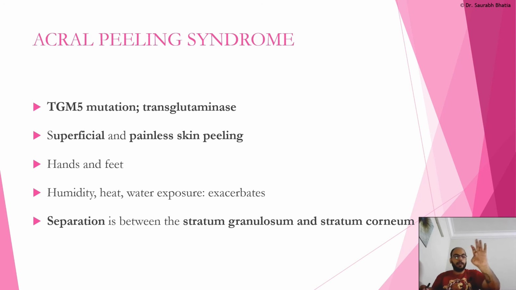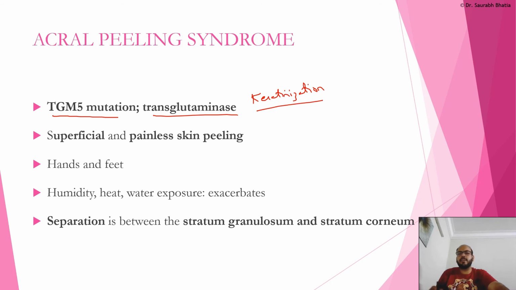Acral peeling syndrome. And I promise you, this is the last subtype. Bear with me. Acral peeling syndrome is the last subtype. The mutation is in transglutaminase 5. Okay, transglutaminase is a very important enzyme in the process of keratinization. Maybe in the future, when we'll discuss keratinization, I'll discuss the role of transglutaminase in the process of keratinization. And in acral peeling syndrome, the mutation is in transglutaminase 5. And because of that, the process of keratinization is not proper and there is superficial and painless skin peeling.